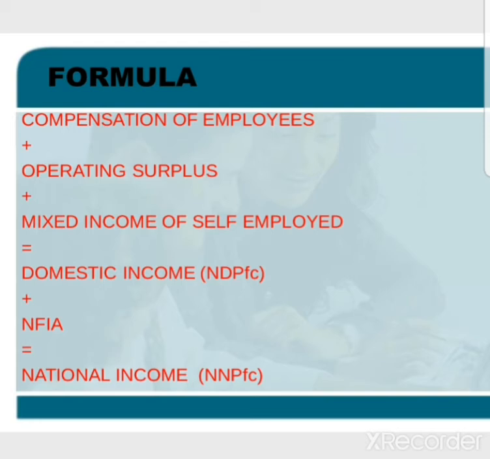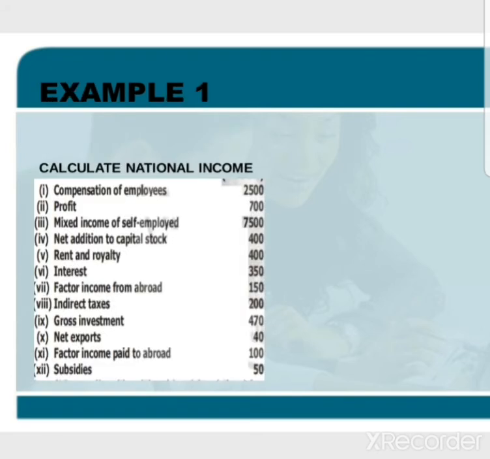We just need to keep one thing in mind, that is, if a complete component, for example, compensation of employees, is given, then we don't have to take the sub-components, for example, compensation in cash or kind. This is the only precaution which you need to take while applying the formula to calculate the domestic income with the help of the income approach.